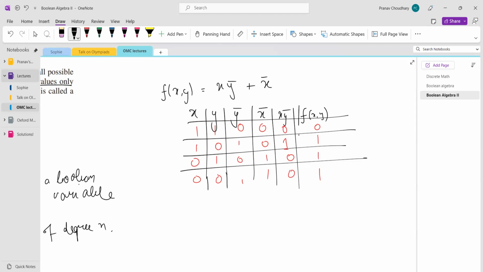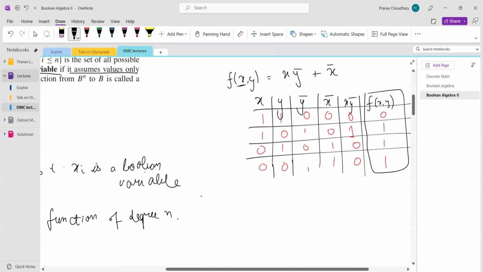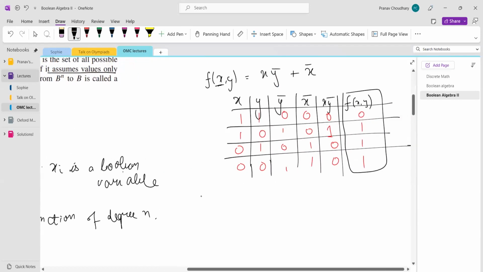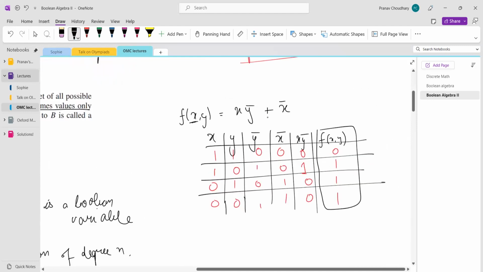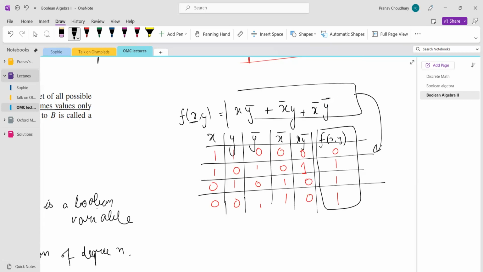Yeah, like the output takes only 0 or 1, and it's defined from, is it in degree tuples? How do I say that? Okay, you can write this thing as x conjugate y plus x conjugate y conjugate. I'll explain why this is equivalent, but this function will also give you the same output.